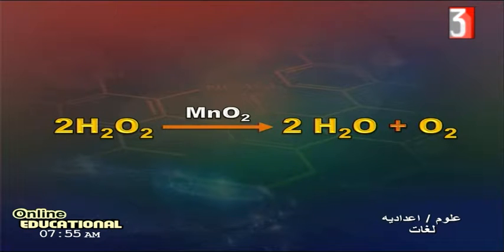But if we add manganese dioxide, this reaction will be faster than without manganese dioxide. Manganese dioxide acts as a catalyst, so it will increase the decomposition of hydrogen peroxide into water and oxygen.